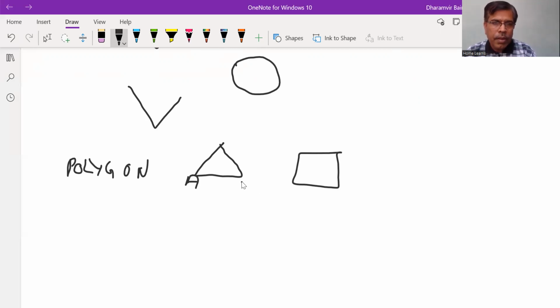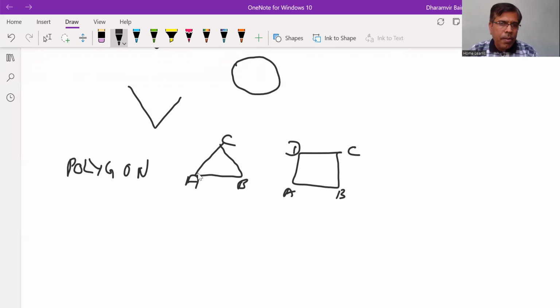A, B and C. A, B and C are the vertices, and AB, BC and AC are the sides. Here in this figure also, A, B, C and D are all the vertices. AB, BC, CD and DA are the sides.